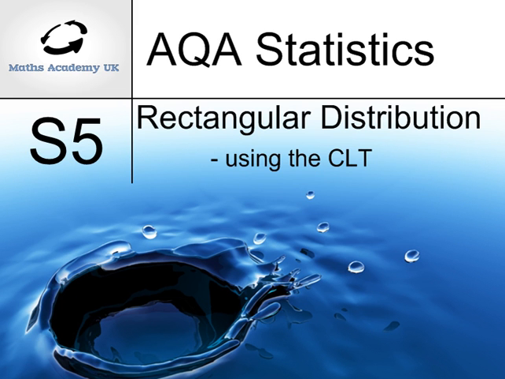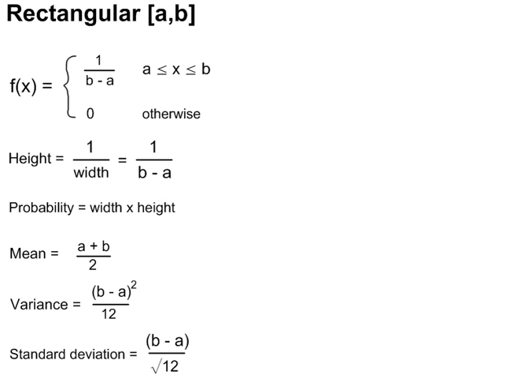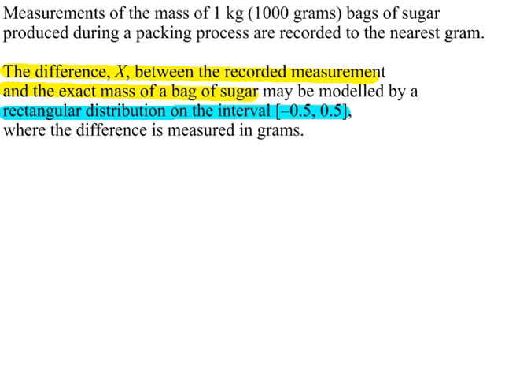Using the central limit theorem with the rectangular distribution. A quick summary of the rectangular distribution. We have the probability density function, a formula for the mean, variance and standard deviation. In the context here, we're measuring the weight of a 1000 gram bag of sugar.